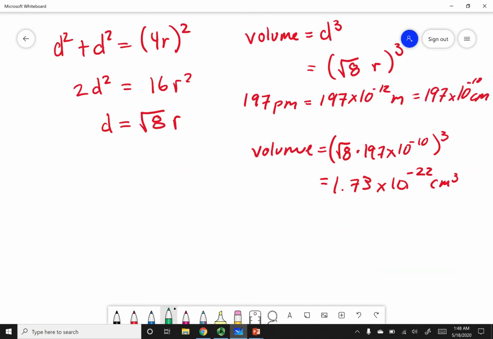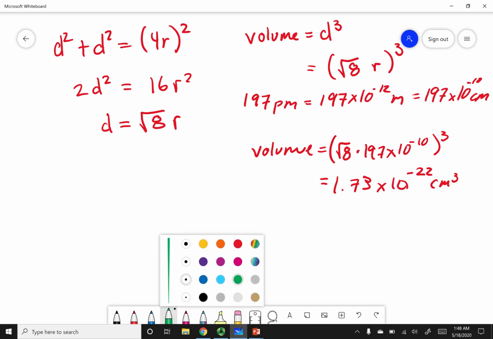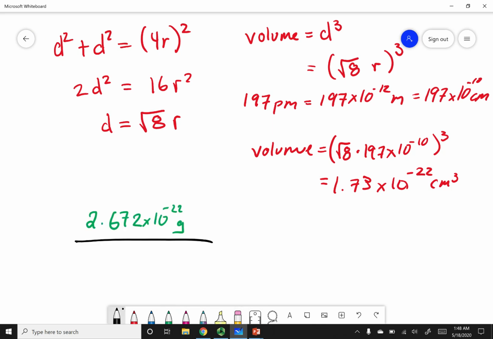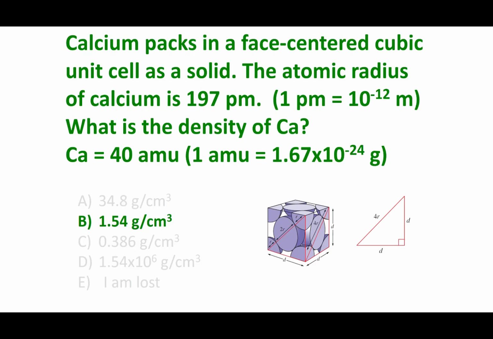centimeters cubed. So now, ladies and gentlemen, I can finally do my mass over volume. So there was the mass that I calculated. I'm going to divide it by the volume, and I end up with a density of 1.54 grams per cubic centimeter. This should have been choice B for y'all.